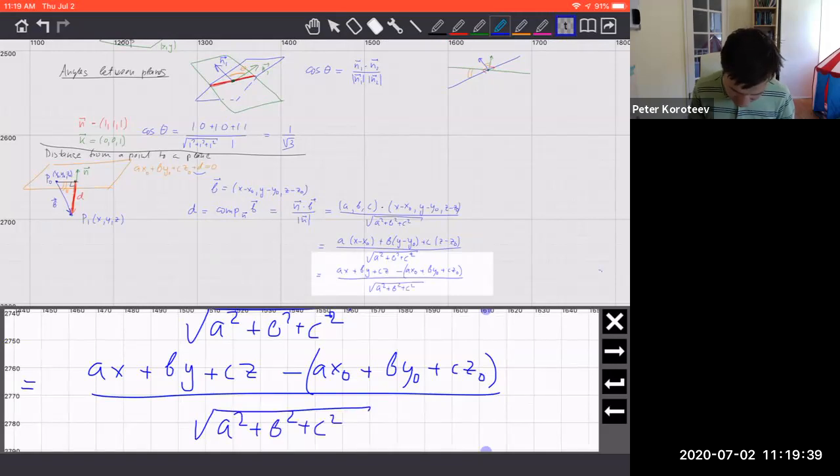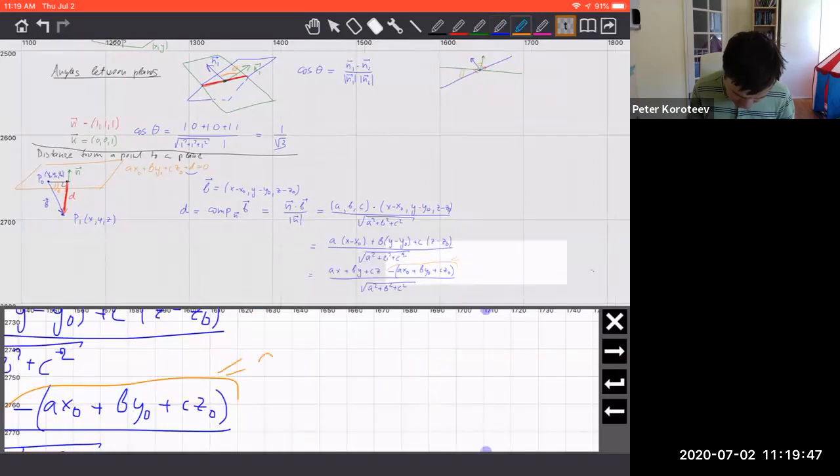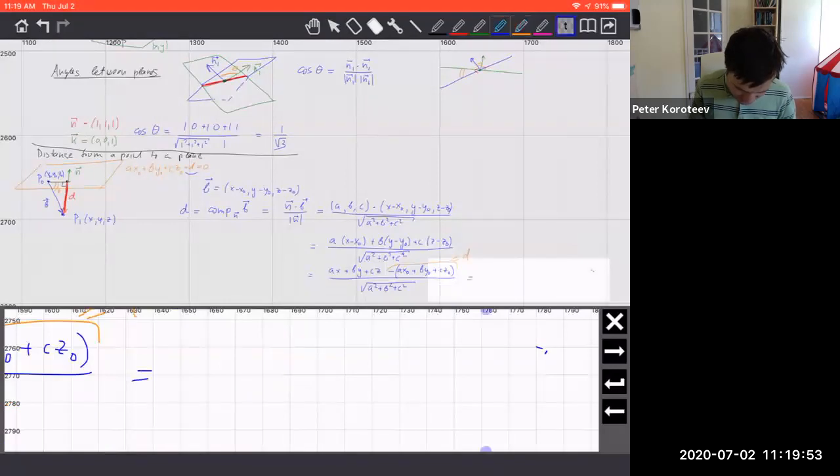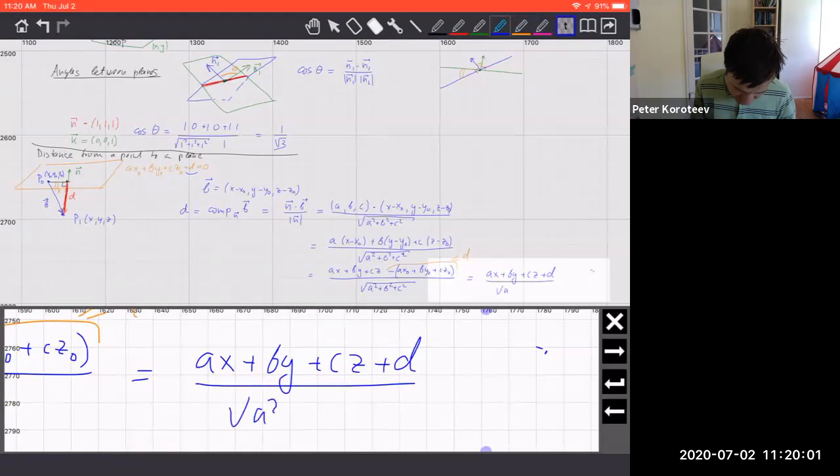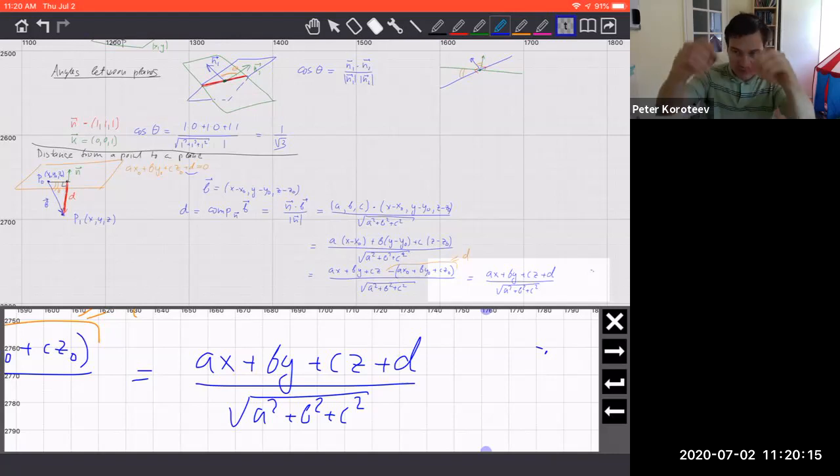And from the equation of the plane, this parenthesis with the minus sign is equal to d with a plus, so therefore we can write it as ax plus by plus cz plus d over the root of a squared plus b squared plus c squared. And this is the final formula, right? So notice that it only depends on the coefficients of the plane and the coordinates of the point from which you want to find the distance.